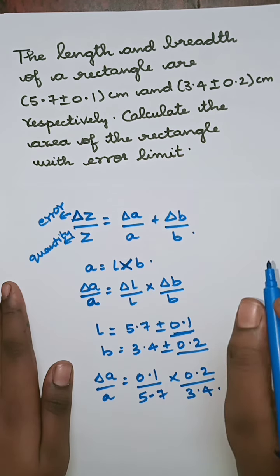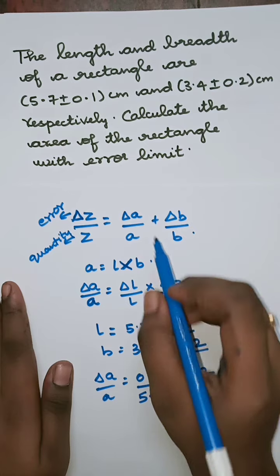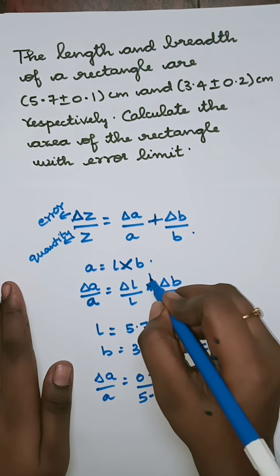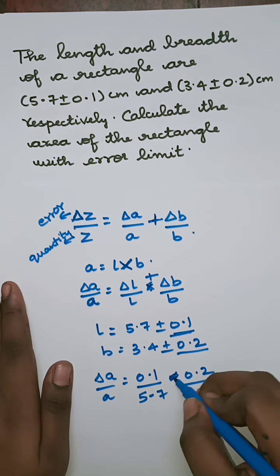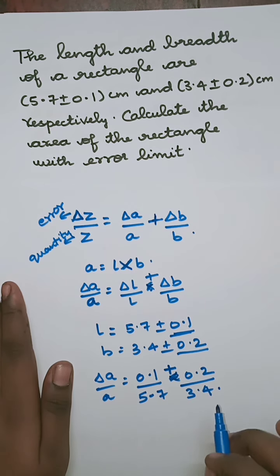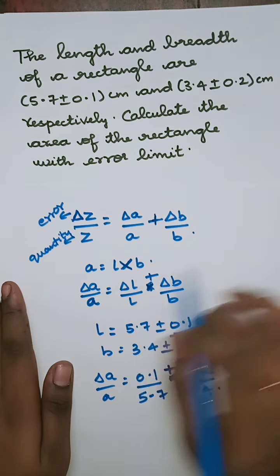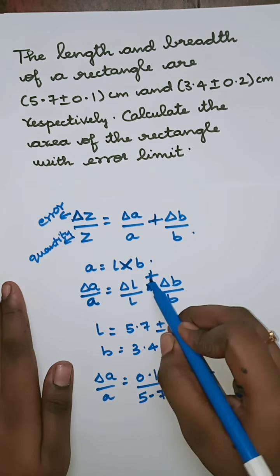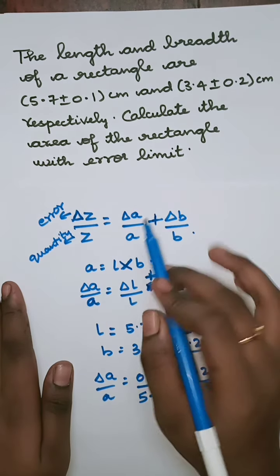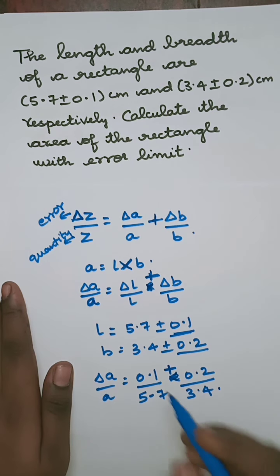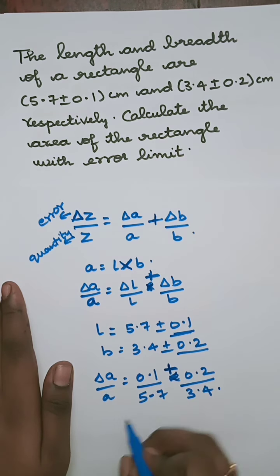One simple mistake, students. Actually the formula is that you have to add both values. I have just put a multiplication symbol here by mistake. This is also a common mistake students make: they simply multiply the values. You are not supposed to multiply, you are supposed to add. You have to implement this formula only if the error is in the product, so add both values.